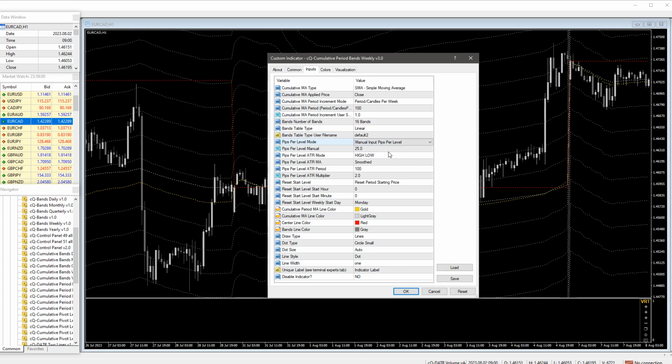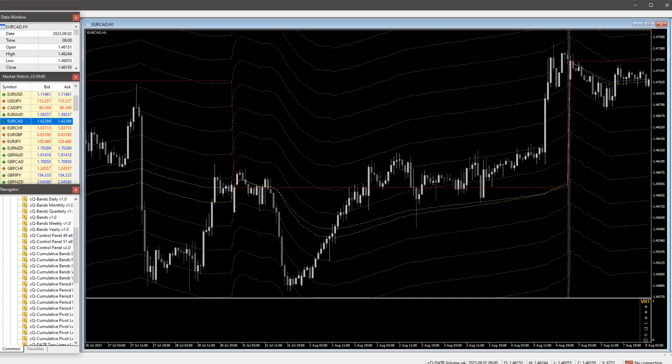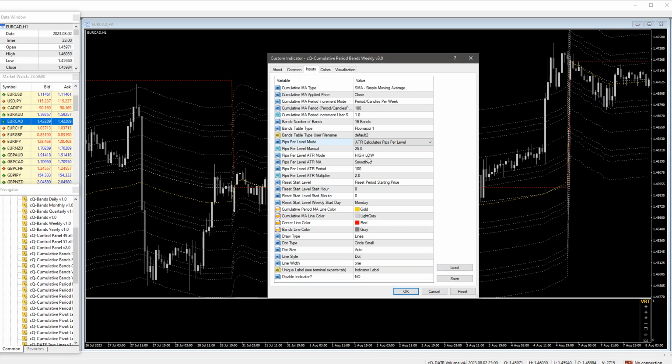There are 2 ways of calculating the number of pips between each band. You can manually input it, the number right here. Right now it's set to 25. Or you can have the ATR calculate, but I'll show you with the number of pips set to 25. Right now, there are 25 pips between each of these bands. I find the ATR is better at finding these levels.